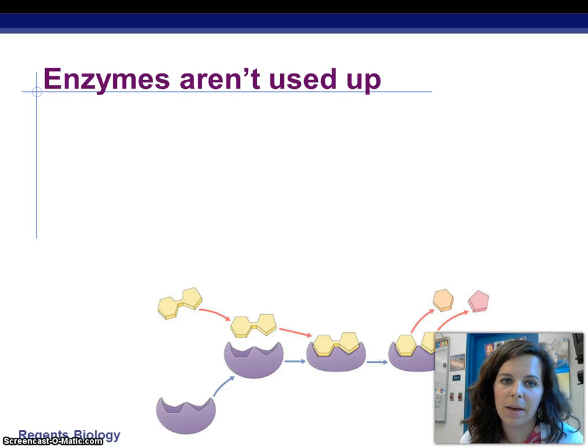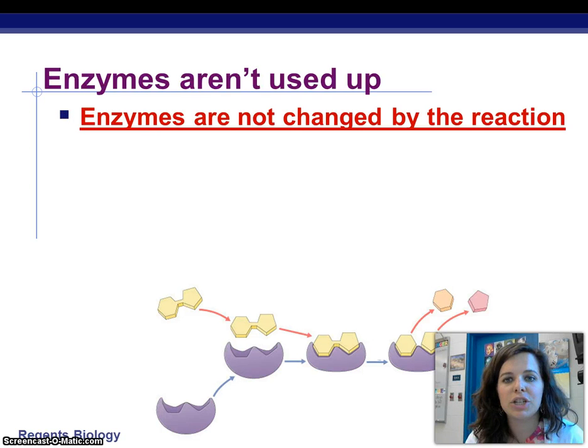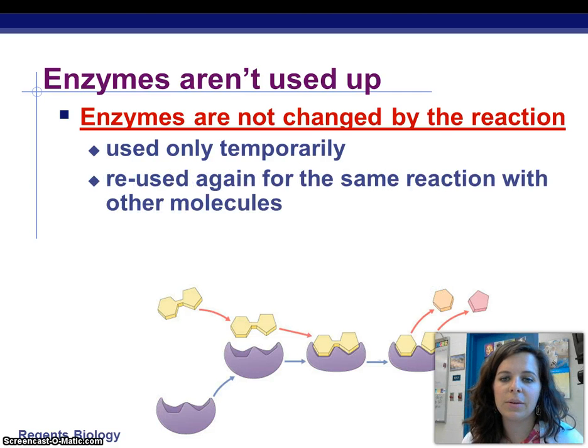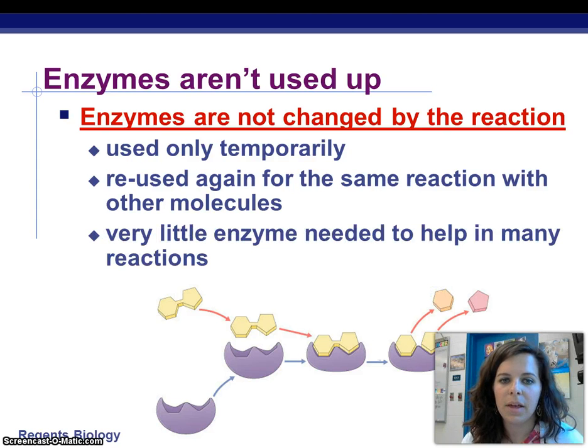Enzymes are not used up by the reaction. They are not changed by the reaction. So they are able to be used over and over again. They're used only temporarily, and they're reused again for the same reaction with other molecules. But you only need a little bit of enzyme to help in many of the reactions, so that's a really good thing.